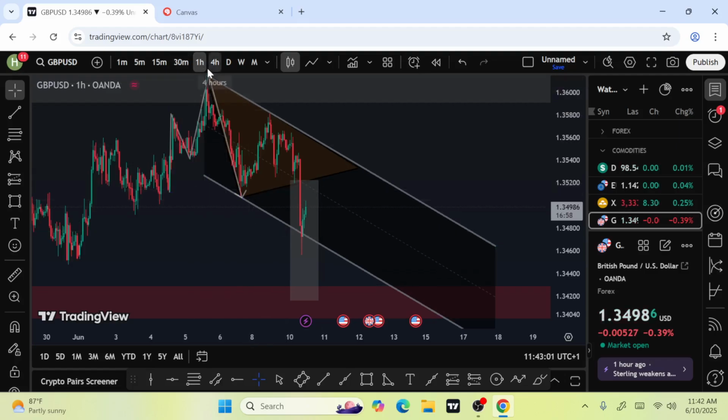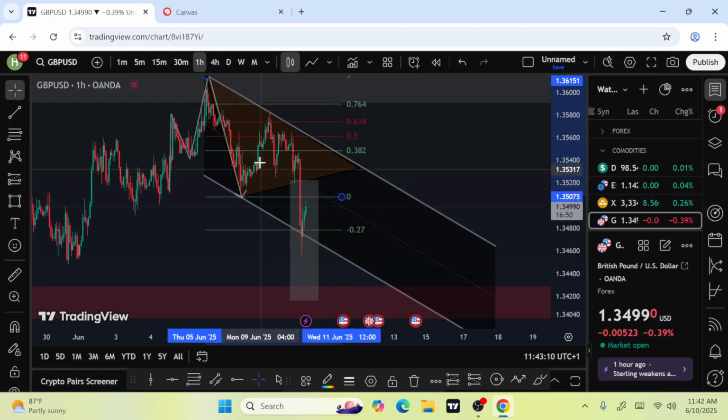From this place, if you take your Fibonacci from this point to this point, it got into 50 and 61.8, giving us a sweet chart pattern again to tell you that this market will sell all the way down. And it got to this point. Is that not so?